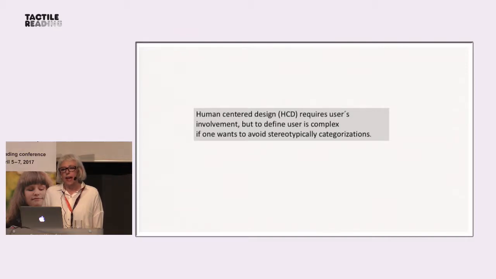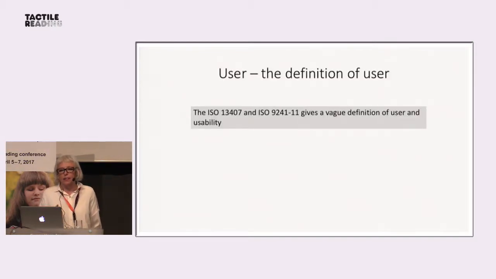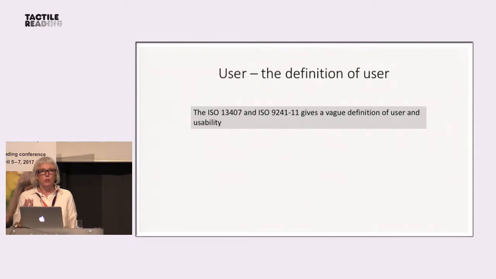So for human-centered design, it's always required to have user involvement. But to define a user is complex if one wants to avoid stereotypical categorizations. And there do exist ISO standards for user and for usability. But who is the user? Is it a child with blindness? Is it a child that likes horses but happens to be blind? Is it people with blindness of all ages? Or is it children living in special areas with mixed functionalities?